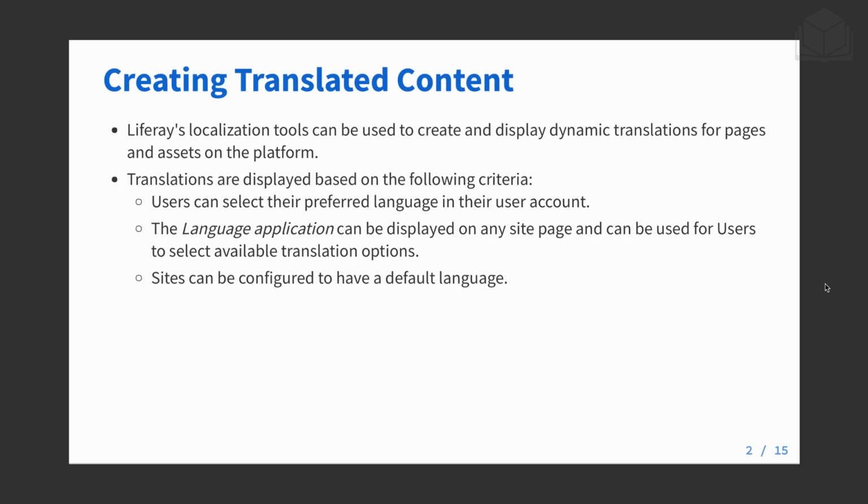Now, in order to provide translations in Liferay, there are a few things you can do. You can provide translations at the page level for things like page names. You can also provide translations within the content that we create itself. When you have translations available, you can use things like the language widget to allow users to choose which language they want to select. You can also select a default language at the user level or at the site level as well. So there are a number of things we can do to provide those translations, and we're going to take a look at that in this section.